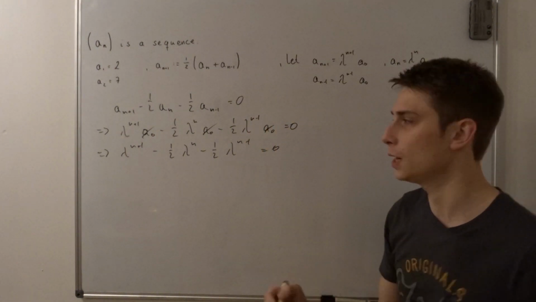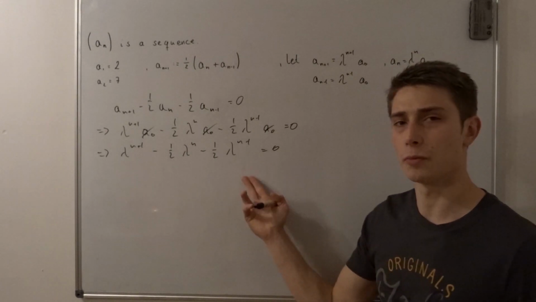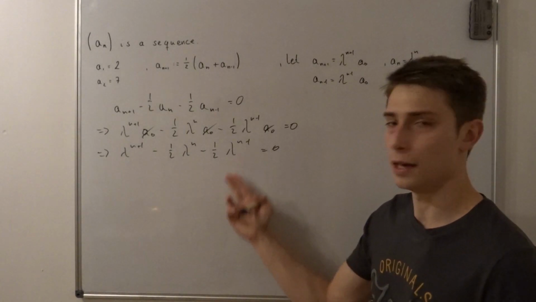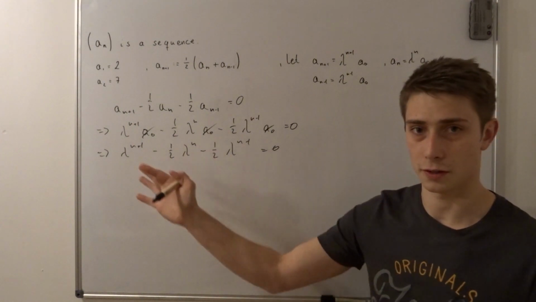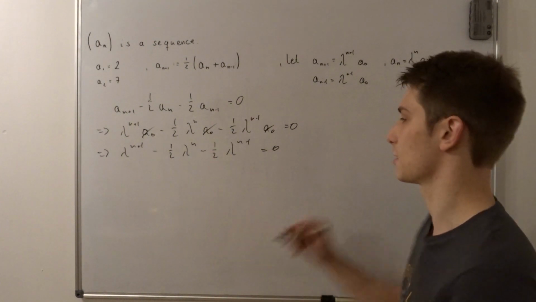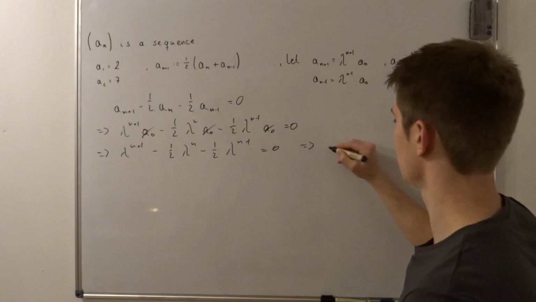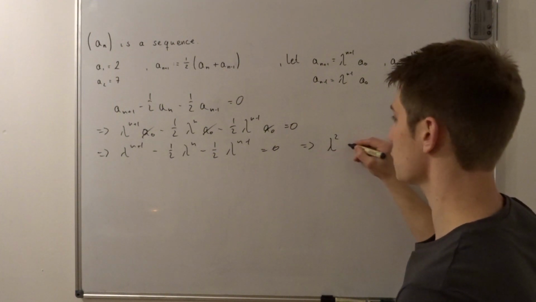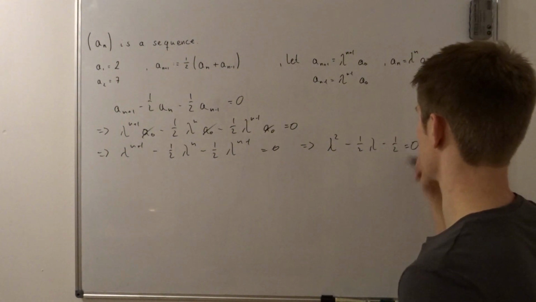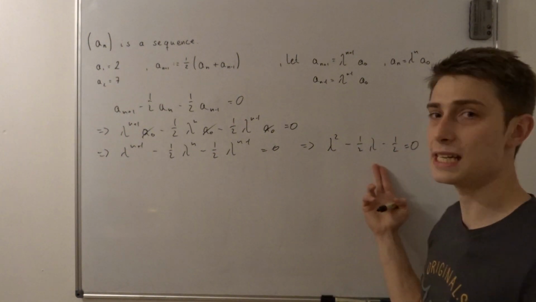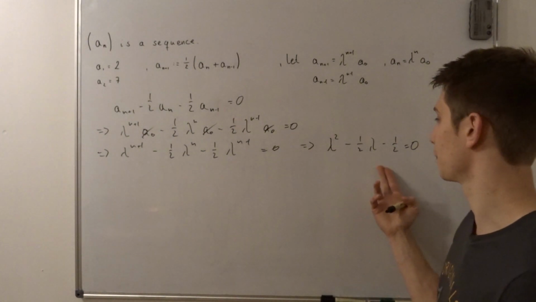Okay, what else could we do? Maybe we could multiply everything by lambda to the (1-n)th power. So this cancels out and all of the other stuff cancels out somehow. So that would mean that we got lambda squared minus 1/2 lambda minus 1/2 equals 0. And we can indeed solve this equation here.